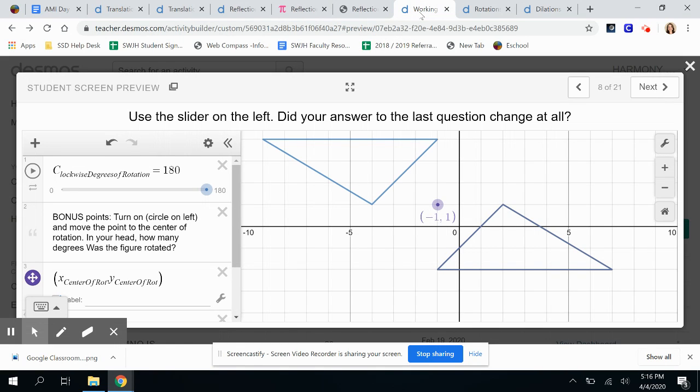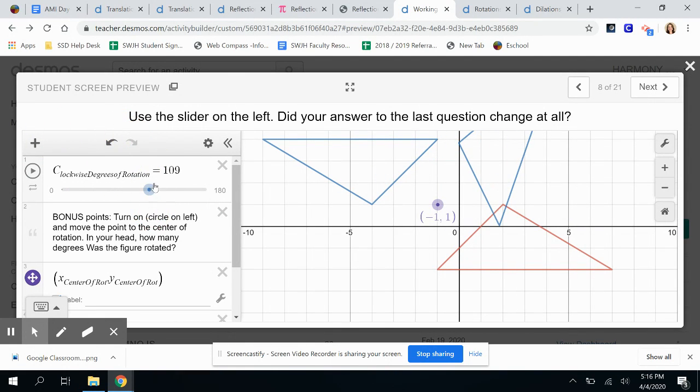All right, and then let's look at rotation. So this triangle is rotating. It is rotating 180 degrees. If I stop, you should see that the picture is now 180 degrees. It started here and it rotated clockwise.